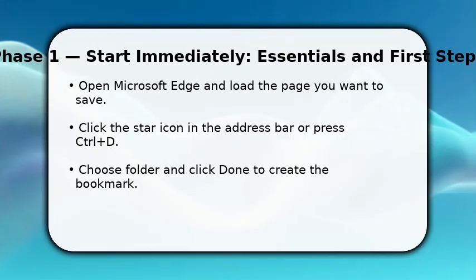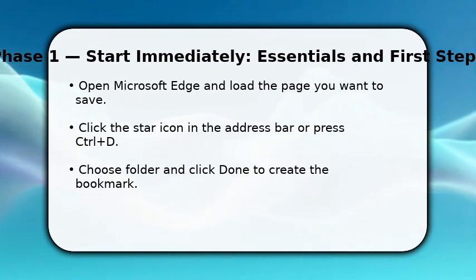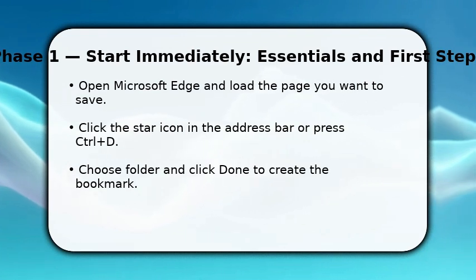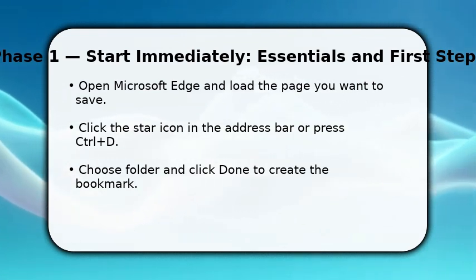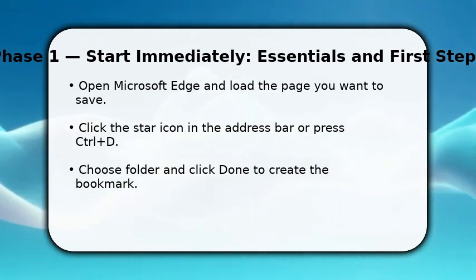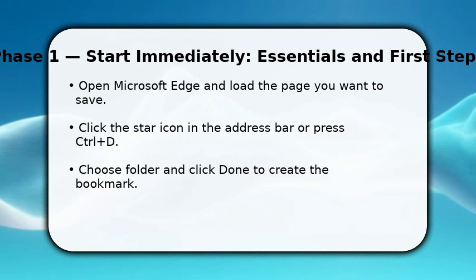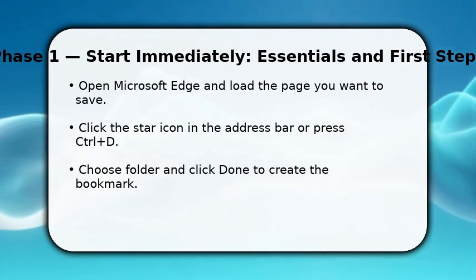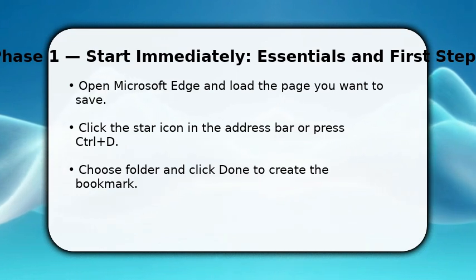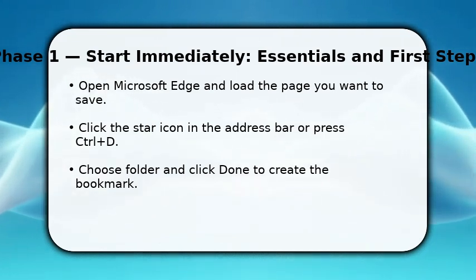Enjoy the video. You start by opening Microsoft Edge and loading the exact page you want to save. This makes sure the bookmark URL is correct. Next, click the star icon in the address bar or press Ctrl+D to trigger the Add Favorite dialog. Once the dialog appears, you can pick an existing folder or create a new one, give the favorite a clear name, and then click Done so the bookmark is stored where you can find it later.